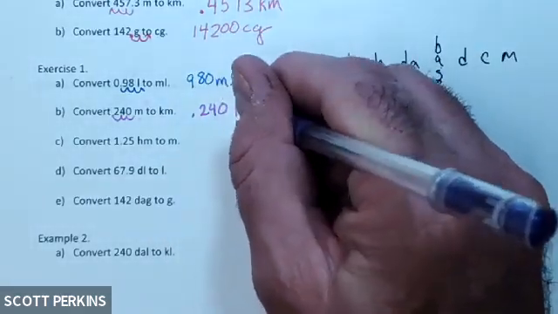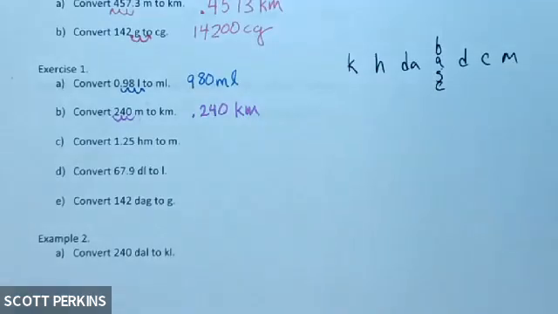If you left the 0 off, that's fine. Kilometers. Again, did anybody get anything different? We doing okay? All right, next is 1.25 hectometers.